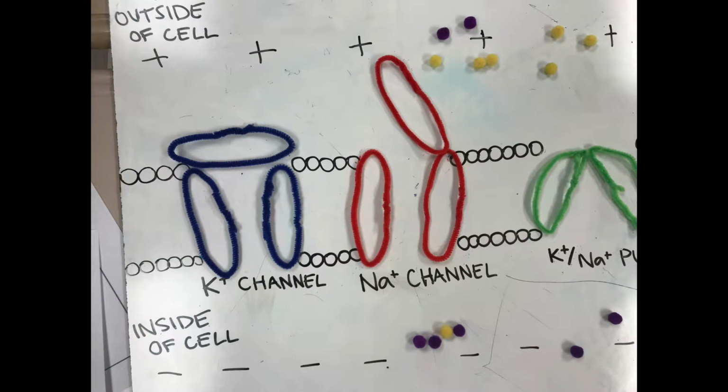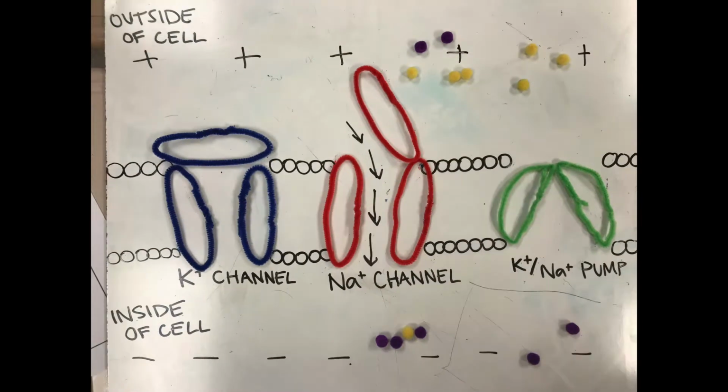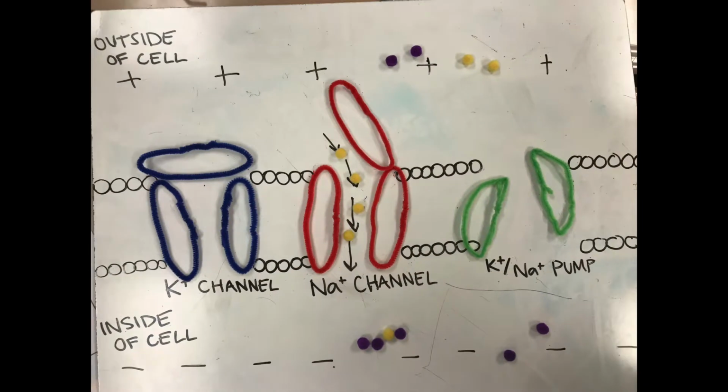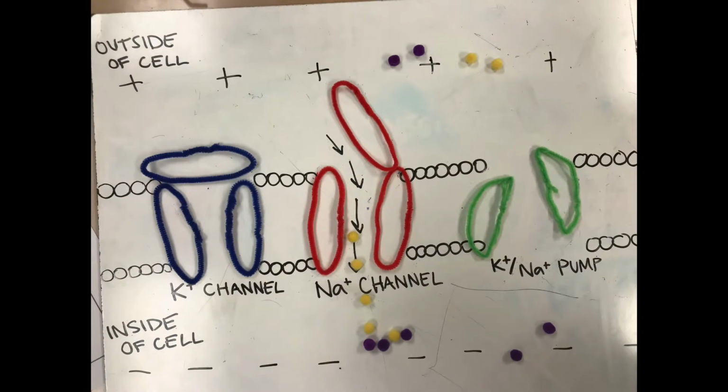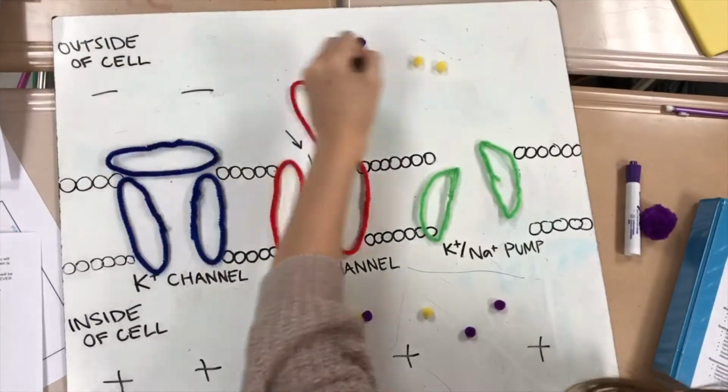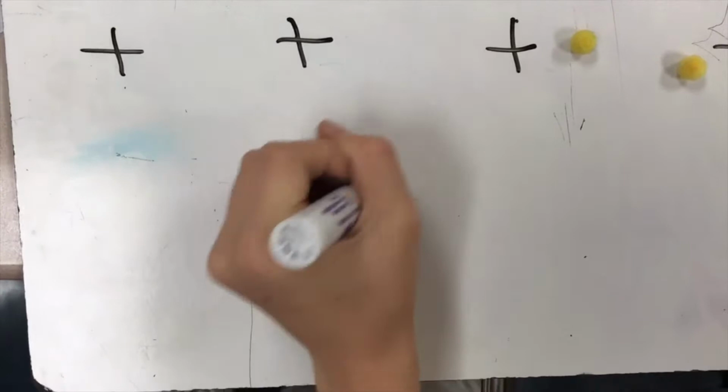Following resting potential, when the sodium channel opens up and the potassium channel closes, sodium ions rush into the membrane, switching the charges and causing the inside to now be more positive, while the outside is more negative. This is depolarization.